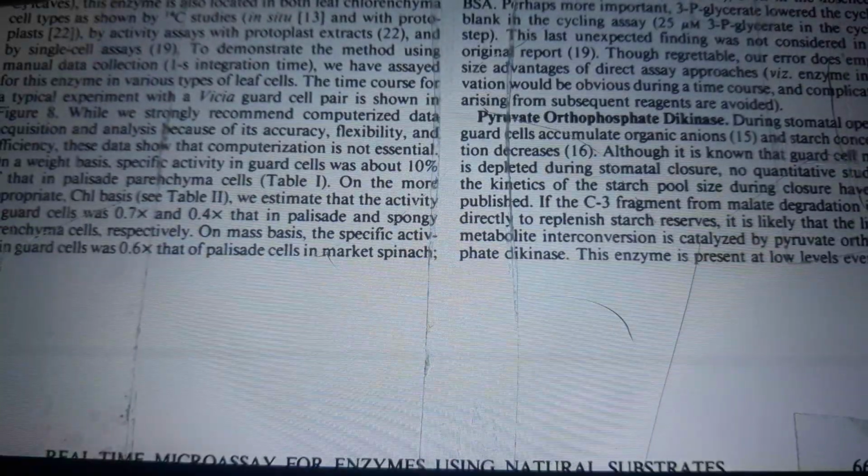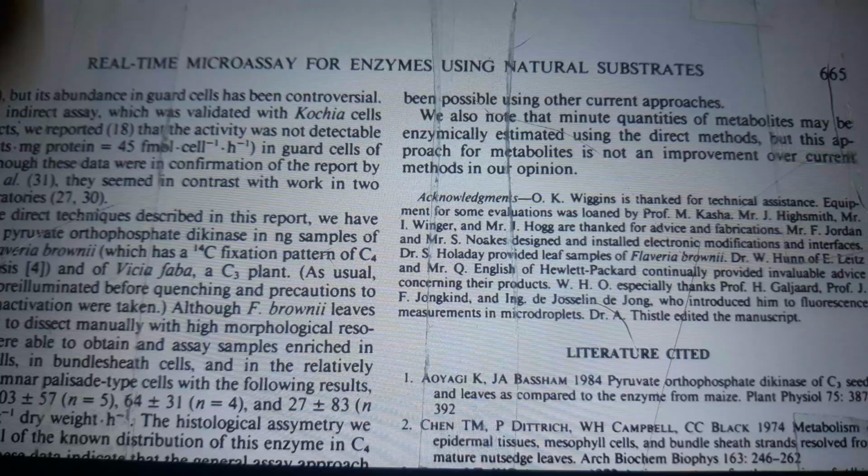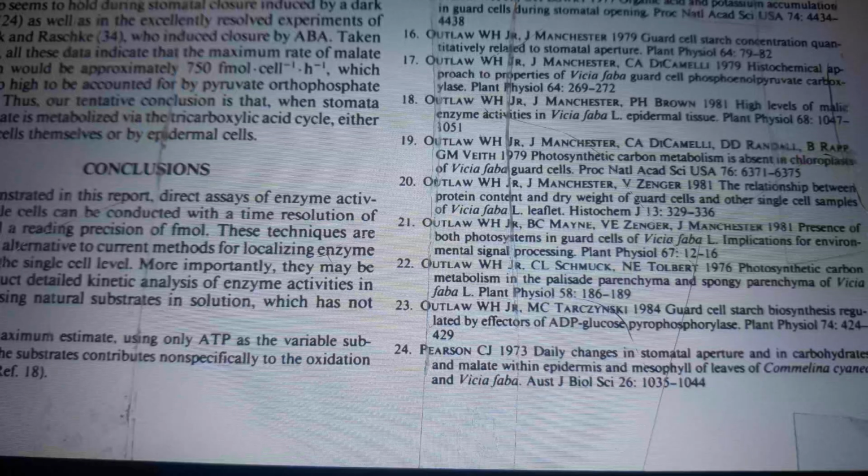pyruvate orthophosphate dikinase. During stomatal opening, guard cells accumulate organic anions, and starch concentration decreases. And the rest of it is all figures, which need detailed discussion if you're interested.